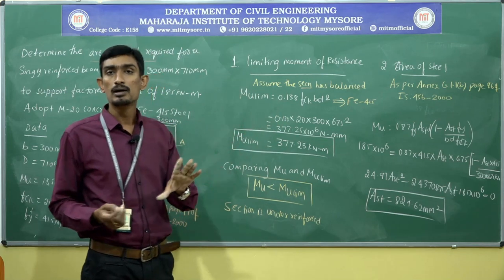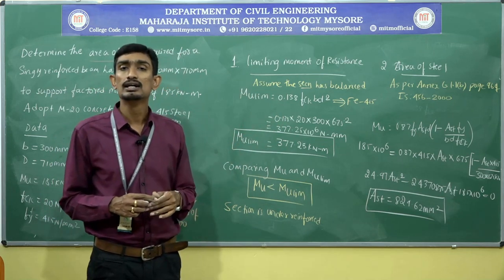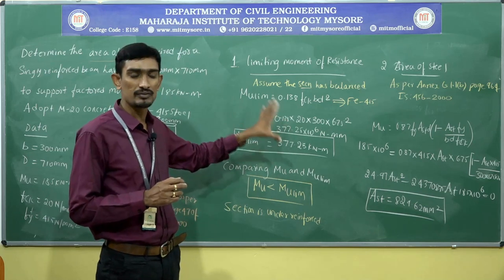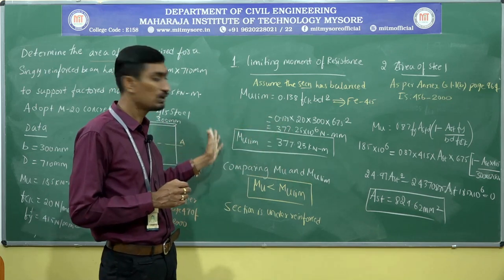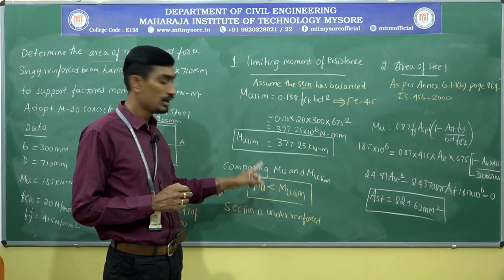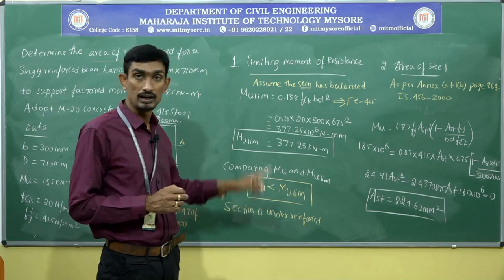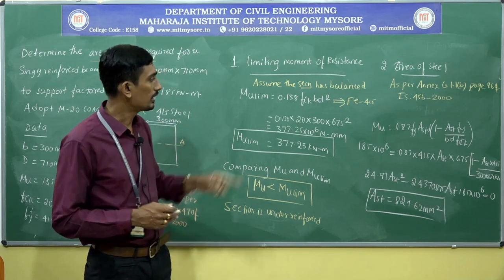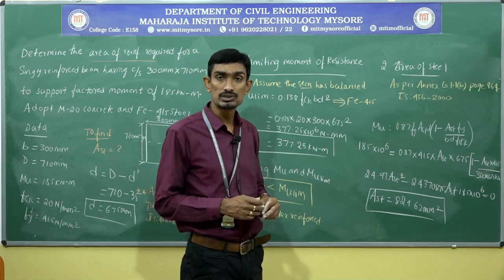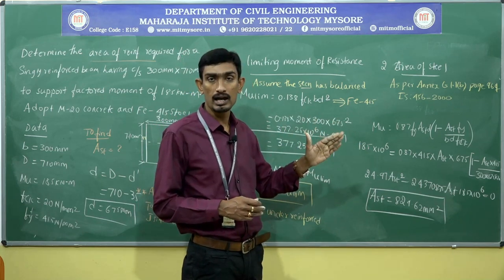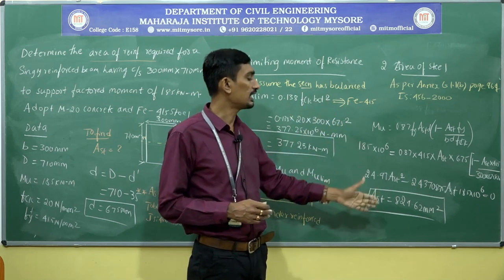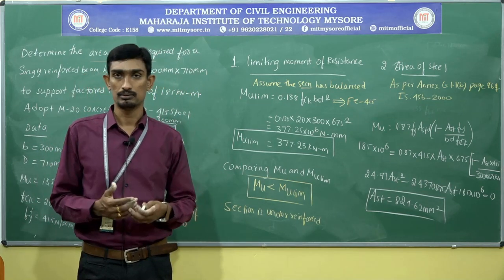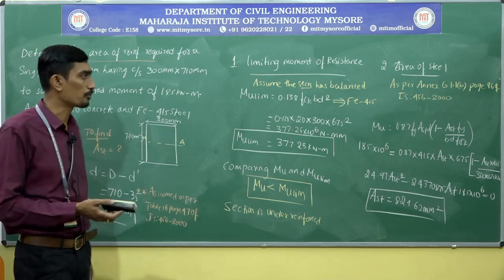So the mu lim value is given in Annex G 1.1 C by considering the section as balanced. So calculate the mu lim value. After calculating the mu lim value, compare it with the given mu value. Comparing mu and mu lim, since mu is lesser than mu lim, it is under reinforced. If mu is greater than mu lim, then it is called an over reinforced section. Is it clear? Then calculate the AST value by using Annex G 1.1b. So using this condition, calculate the AST. Is it clear? Like this, we need to solve type 2. Okay, let us work out one more problem.